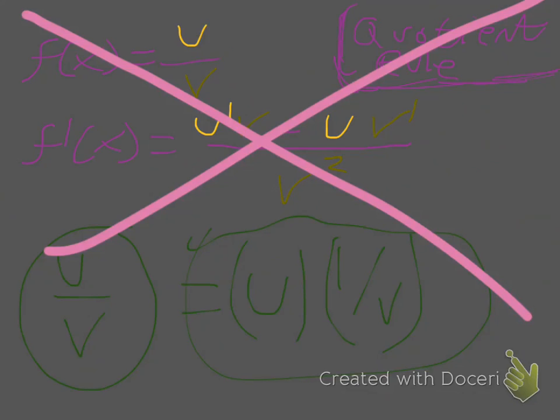So I am suggesting using the product rule when you have a quotient, by writing the quotient as a product. Hopefully it will be easier for you as far as remembering all the different rules, and facilitate the differentiation process. Okay, there you go.